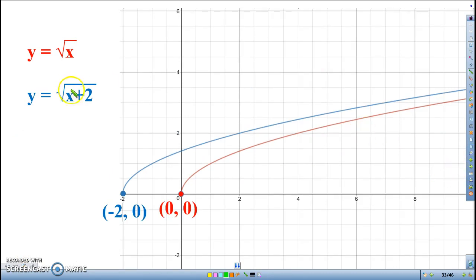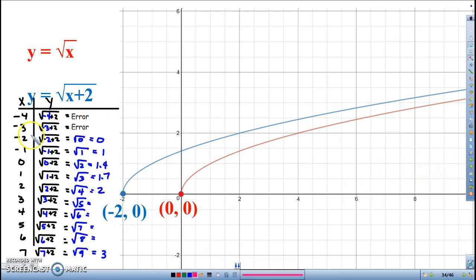Okay, what if I put x plus 2 all under the radical sign? Take a look at that. Take a look at this. Noticing any patterns now? What would I have to put in for x so that when I simplify my radicand here I get 0? Well, what plus 2 gives you 0? That's negative 2. Negative 2 is your starting point.